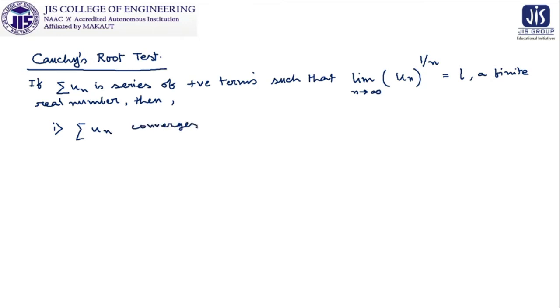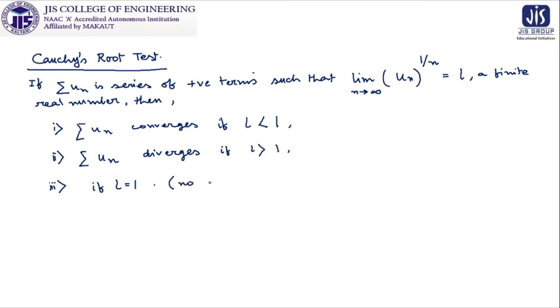Point number 1: summation un converges if L is less than 1. Point number 2 says summation un diverges if L is greater than 1. And like our ratio test, there is another point number 3: if L is equal to 1, then no definite conclusion we can take from this. That means here also our test fails.